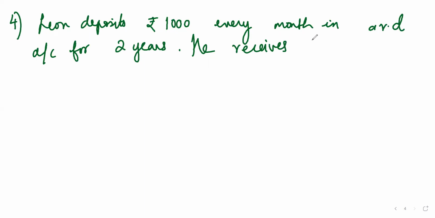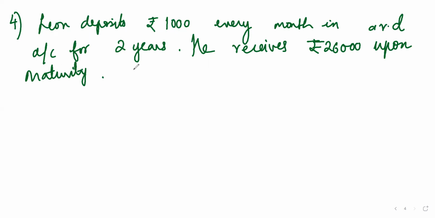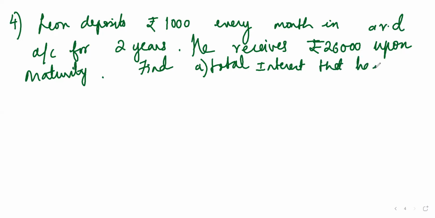He receives rupees 26,000 upon maturity. So it's not the interest, it's interest plus the investment. That is, it's the maturity value. This 26,000 that's given in the question is the maturity value. So we have 2 things to find, and this is likely to qualify as a 3-marker or a 4-marker sum. They'll ask you something like total interest that he earns, okay, we can calculate that, and then the rate of interest.